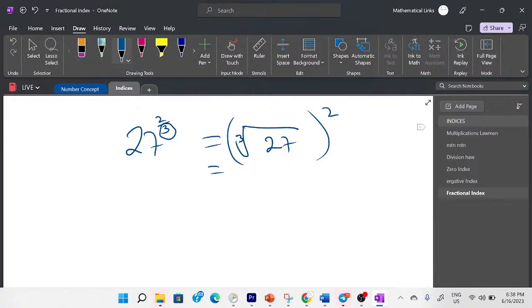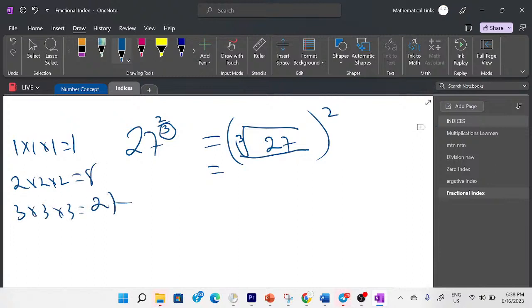So in this case now, what you have within the bracket is a command asking you to find a number you multiply by itself 3 times and you get 27. If you start with 1 by 1 by 1, you get 1. And if you have 2 by 2 by 2, you have 8. So if you do 3 by 3 by 3, you have 27. That means 3 is that number you multiply 3 times and you get 27. So I have 3 here, and the power here, it means to the power of 2. And in this case, we're going to have 9. So this is how you apply fractional index.